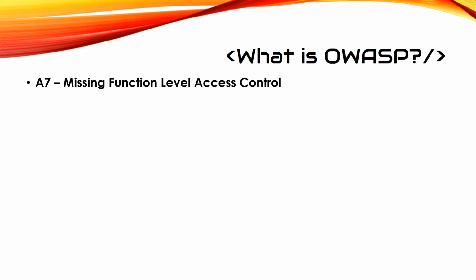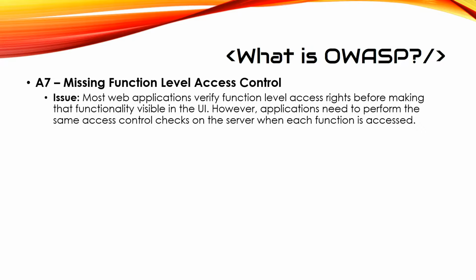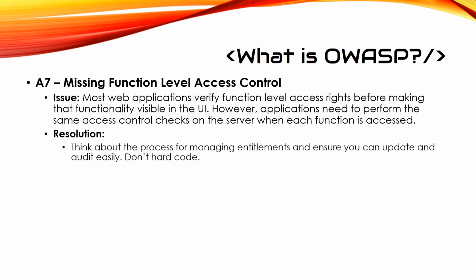Missing function level access control. The issue is that most web applications verify function level access rights before making that functionality visible to the UI. However, applications need to perform the same access control checks on the server when each function is accessed. So the resolution is that you need to think about the process for managing entitlements and ensure you can update and audit easily. Don't hard code this.